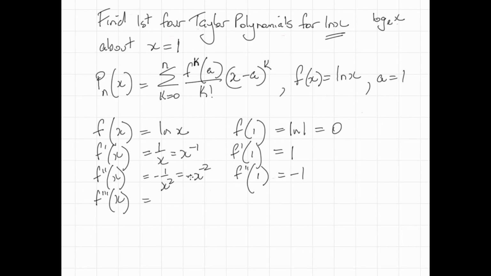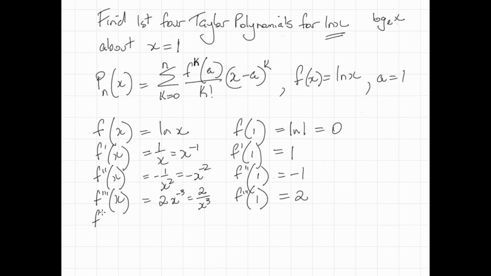The third derivative, f triple dash, is equal to the derivative of that. The negative 2 times the negative 1 will be a positive 2, and then you take 1 off the power, so that'll be x to the minus 3, which we could write as 2 over x cubed. So the third derivative with 1 in there gives 2 over 1 cubed, which is just equal to the number 2.